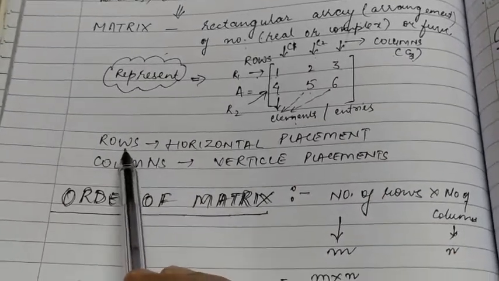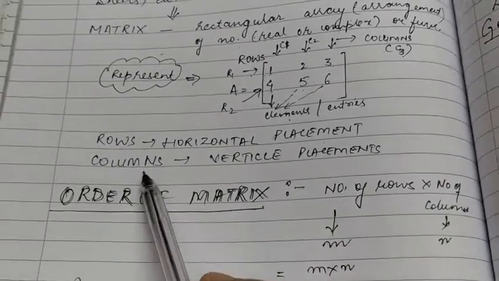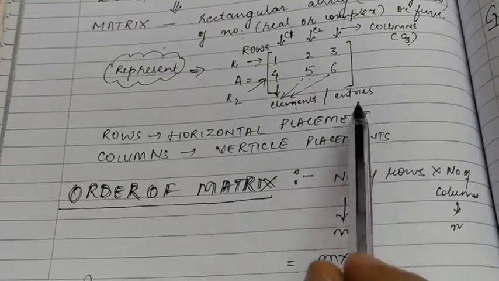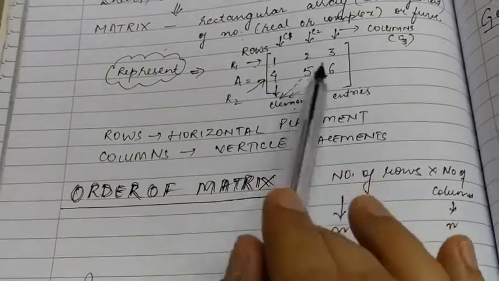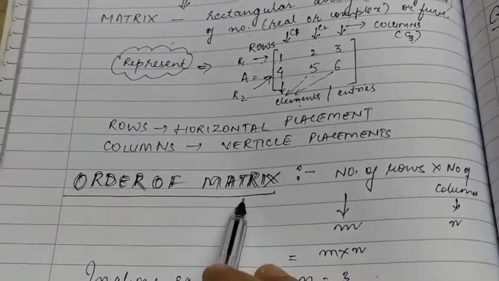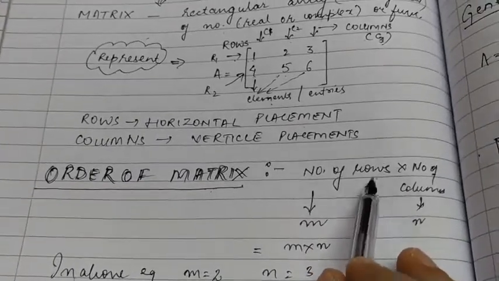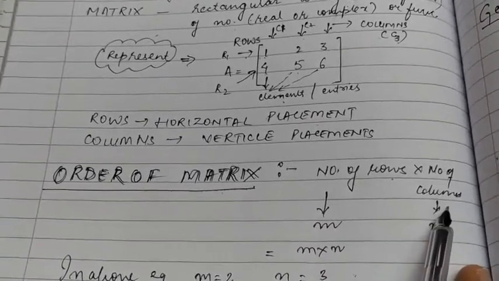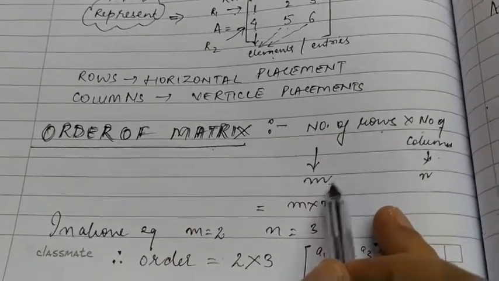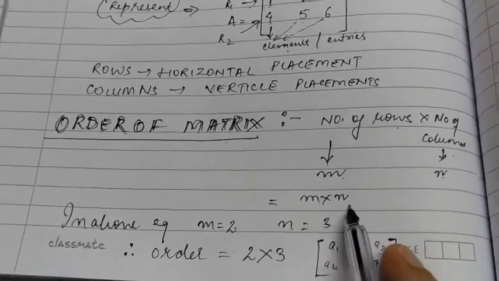So we can say that rows are the horizontal placement of the elements, and columns are the vertical placement of the elements. So this is regarding the matrix and its representation. Now next is the order of a matrix. What is the order of a matrix? The number of rows multiplied by the number of columns is called the order of the matrix. If the number of rows is m and the number of columns is n, then the order of the matrix is m multiplied by n.